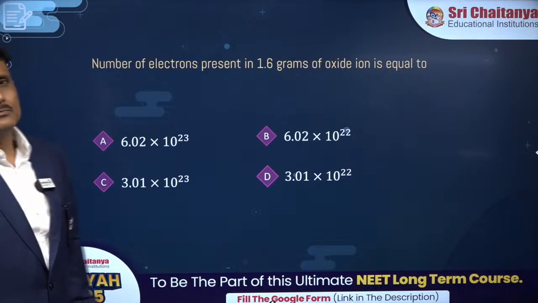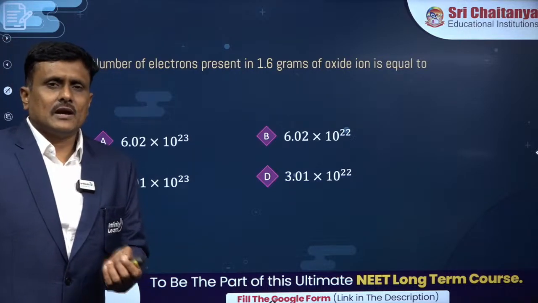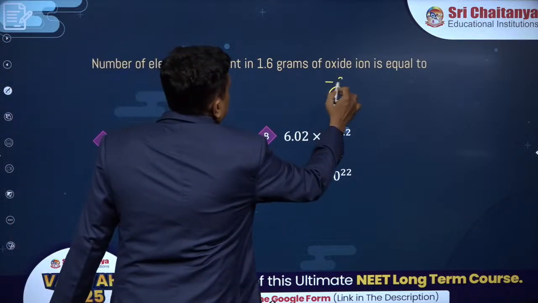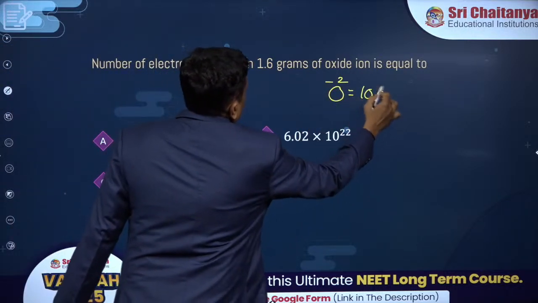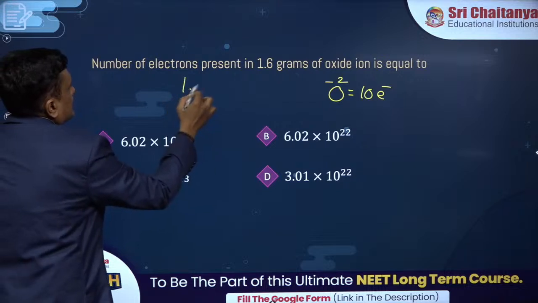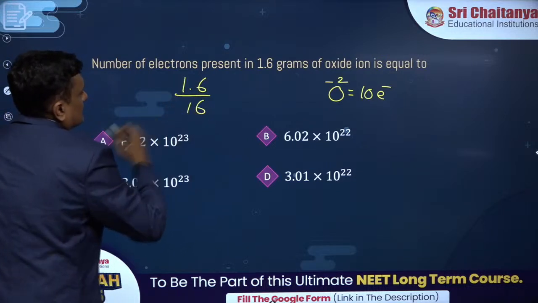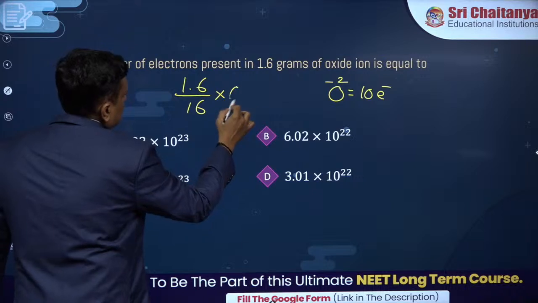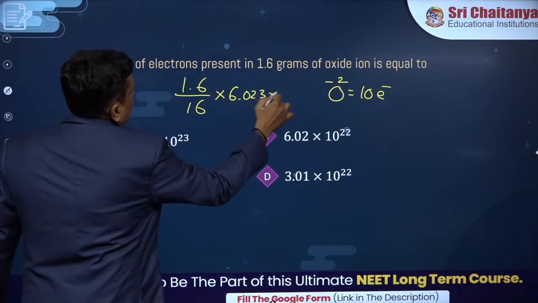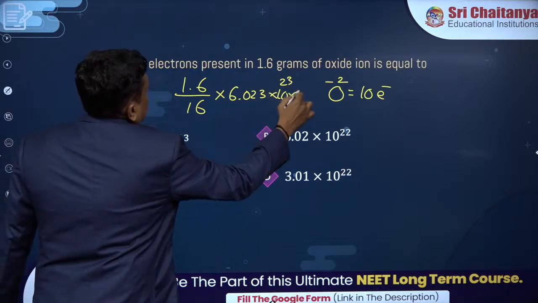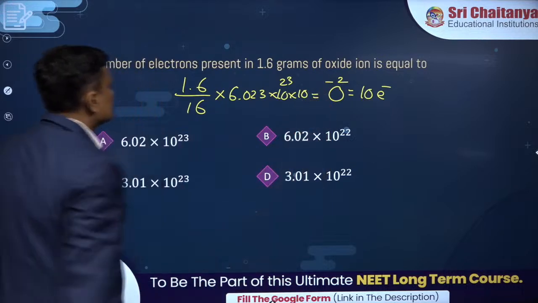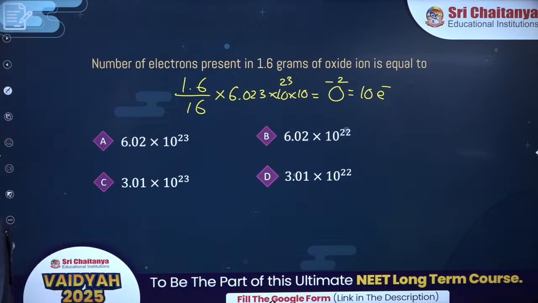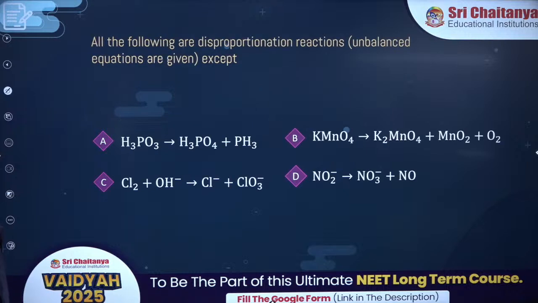Number of electrons. This is a basic question. Absolutely basics. Each oxide ion has 10 electrons. And you know the number of oxide ions is mass by atomic mass into Avogadro number, into 10. So the total is turning out to be this. Absolutely easy, basic question.